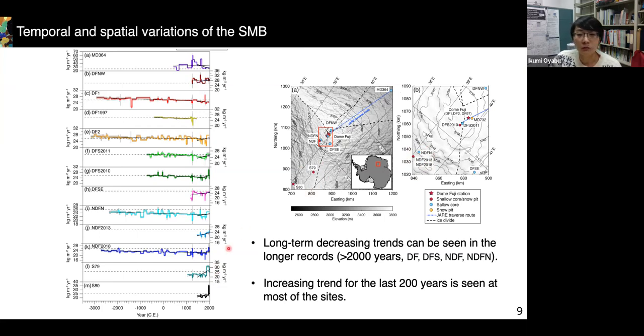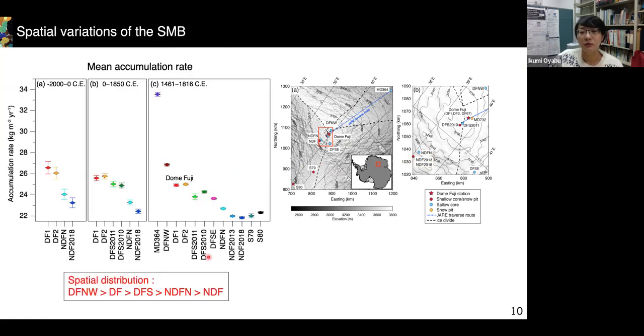So from these records, we find a clear decreasing trend from 6 cores covering more than 2,000 years, which are DF1, DF2, DFS, NDFN, and NDF 2018. We also found an increasing trend for the last 200 years at most of the sites. Let's look at the spatial distribution first. This figure shows mean accumulation rate for the 3 time periods.